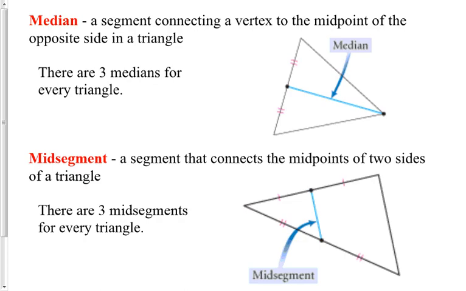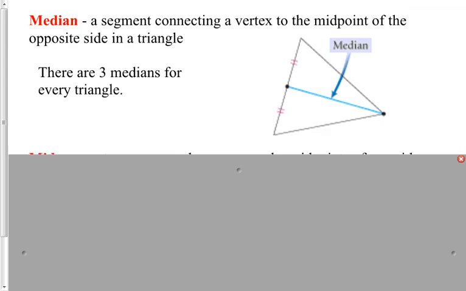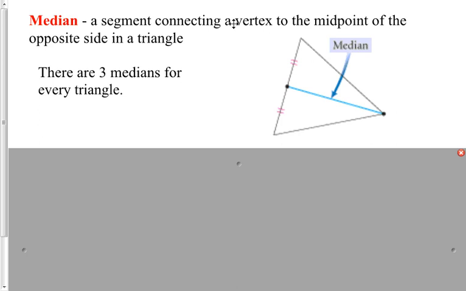And a few more definitions. First, the median. The median is a segment connecting a vertex to the midpoint of the opposite side of a triangle. In the diagram, you can see that we are connecting a vertex right here to the midpoint of the opposite side, and the resulting segment is called the median. Each triangle will have 3 medians.